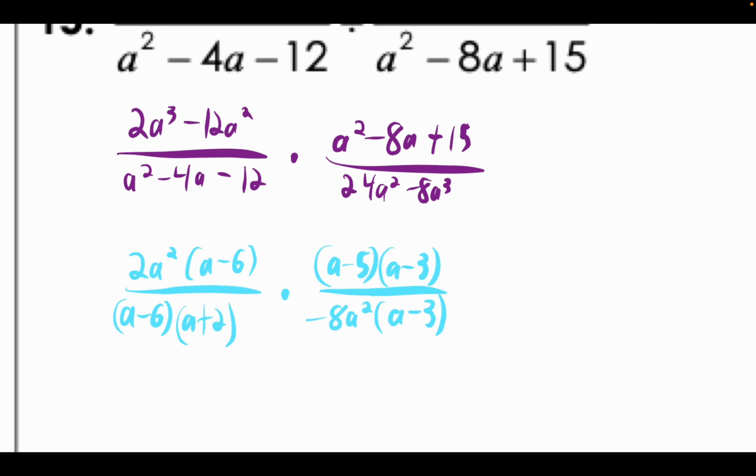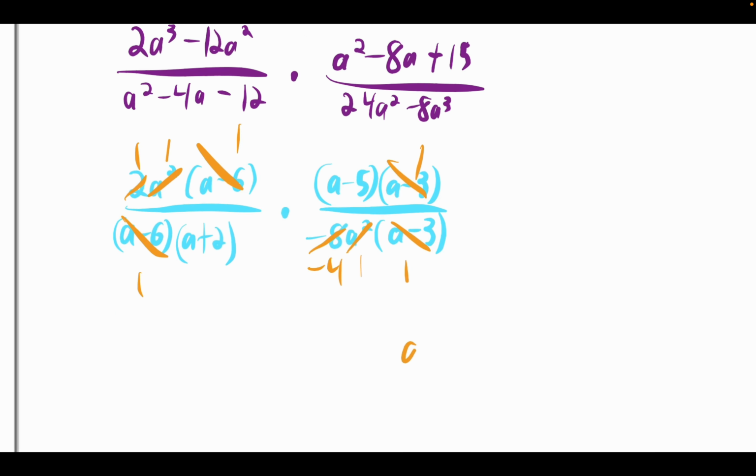So now as I actually look to reduce, I see a minus 6 and a minus 6 are the same. There's nothing with a plus 2, so I'm going to leave that. A minus 3 and a minus 3 are the same. There's nothing with a minus 5, so I'm going to leave that. And then 2a squared and negative 8a squared. The a squareds reduce to 1, and the 2 and 8 reduce by 2 to become 1 and negative 4. And so my answer to all of this is a minus 5 all over negative 4 times a plus 2.